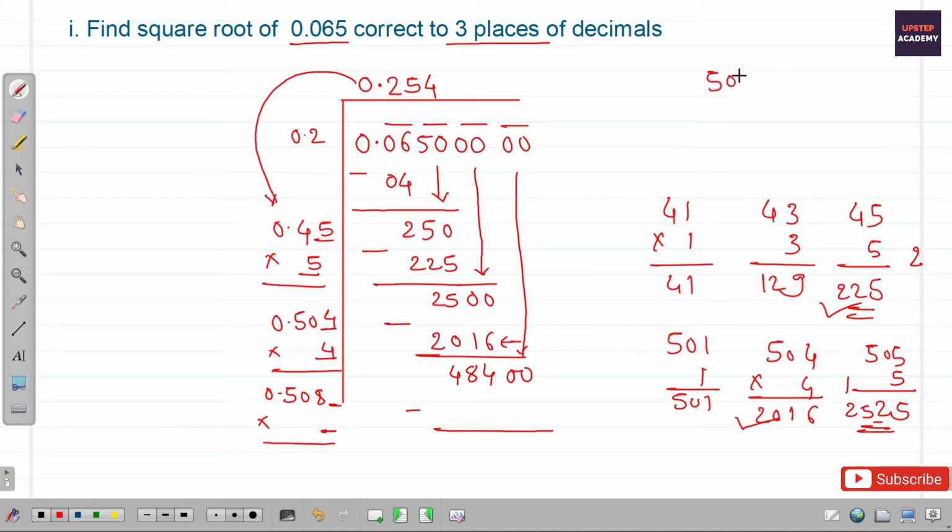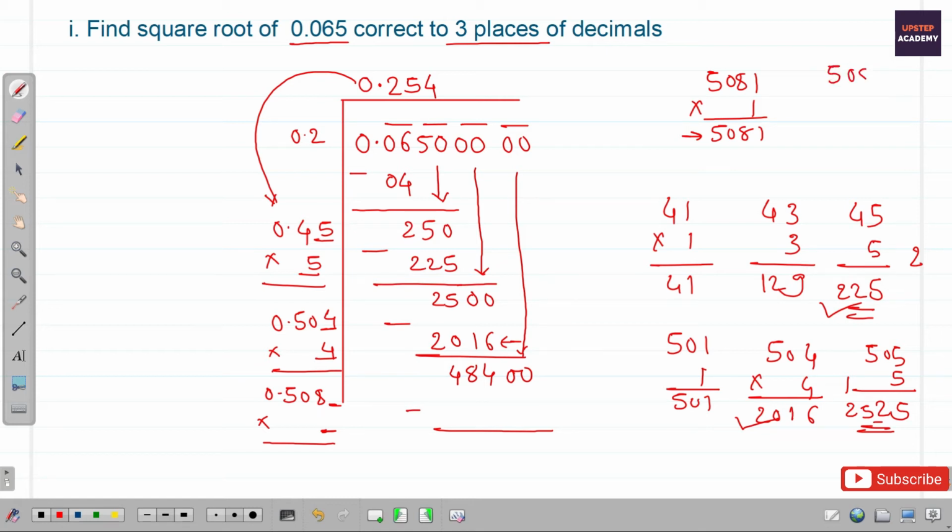So 5081 into 1 is 5081, so 1 will not be the correct idea. Let me check another number, but here you can check, if I take 1, the number coming over here is 5081, which is quite less than the required number. So let me check the multiplication by taking a greater number.